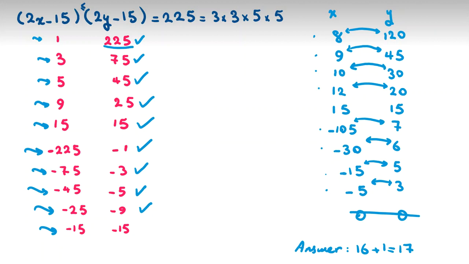Okay. To practice, let me give you homework. Try to solve 1 over x plus 1 over y equals 3 over 7, where x and y are integers. Try to solve and find all x and y, and comment your answers below this video.